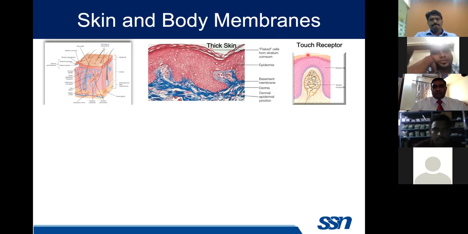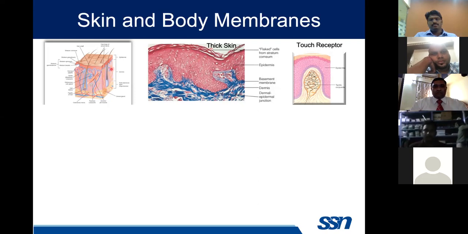The main function of our skin is as a receptor. So it is a touch receptor, touch, pain, pressure we receive. So there are these tactile corpuscles as well as open nerve endings in the skin, which give us the sensation of touch as well as temperature, pain, etc.